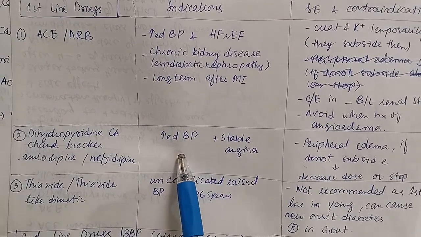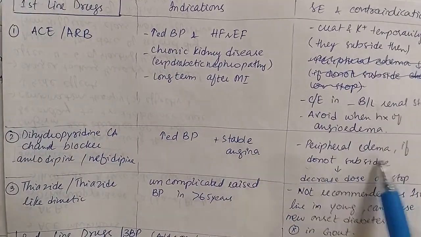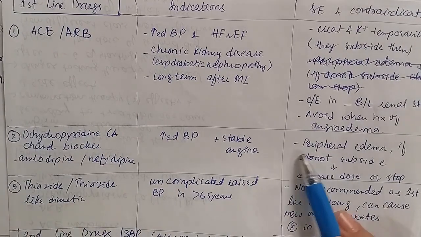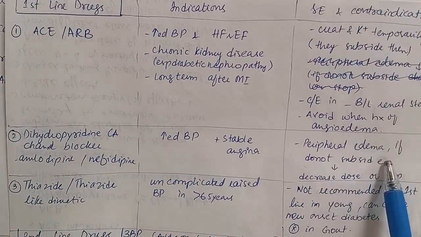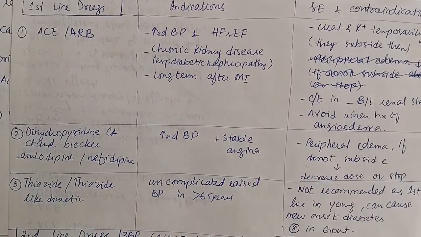They are indicated when there is increased BP plus stable angina. A side effect of these calcium channel blockers is peripheral edema. If the peripheral edema does not subside, we have to decrease the dose of calcium channel blockers or stop these drugs.